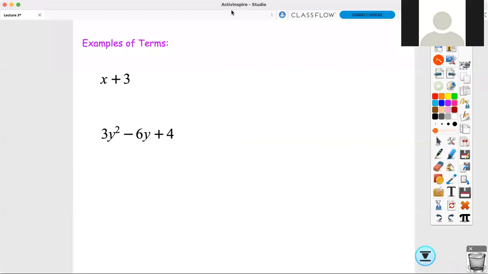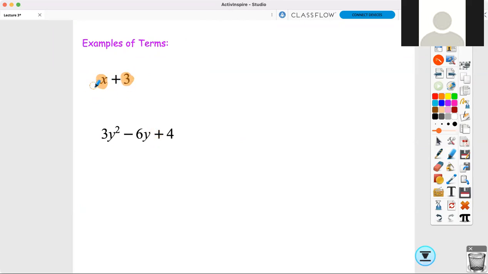All right. So examples of terms. Go ahead, I'll give you a minute to write this. So x plus 3, guys. Remember what I said about what separates the terms: pluses and minuses. In x plus 3, can y'all tell me how many terms you see in this expression? 2. Yeah, we have x and we have 3.